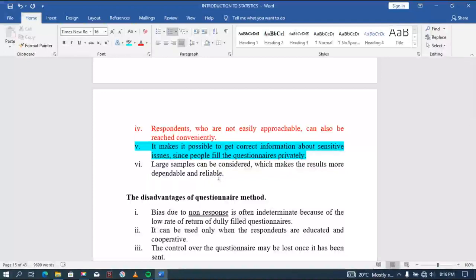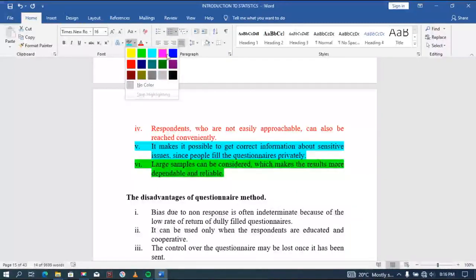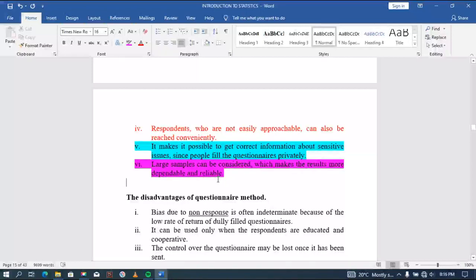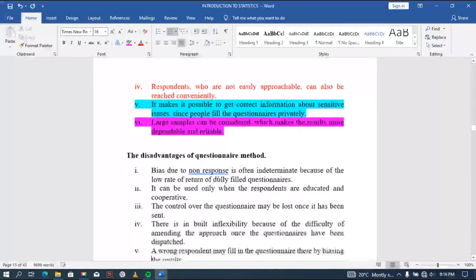Then large samples can be considered, which makes the results more dependable and reliable. So with questionnaires, you're able to reach large numbers of people. So meaning that you can make reliable conclusions, since various numbers of people respond to the same questions, and then you make a thorough analysis to draw your final conclusions given the results of the findings.